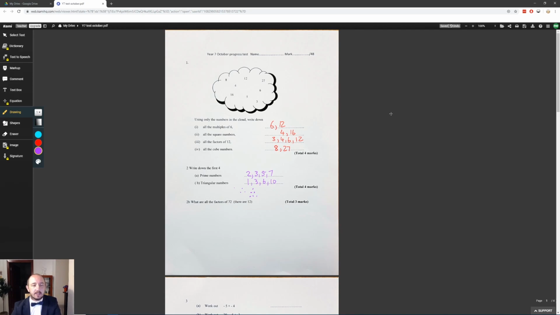All the factors of 72, it actually tells you there are 12 there, so make sure that you have 12. So 1 and 72, 2 and 36, 3 and 24, 4 and 18, 6 and 12, and 8 and 9. 1, 2, 3, 4, 5, 6, 7, 8, 9, 10, 11, 12.